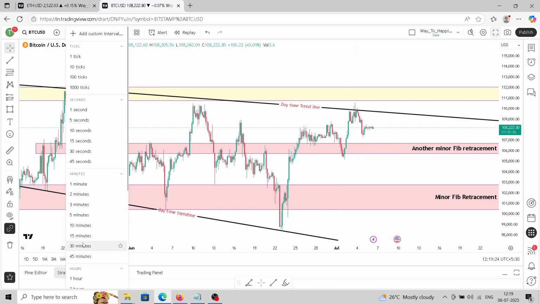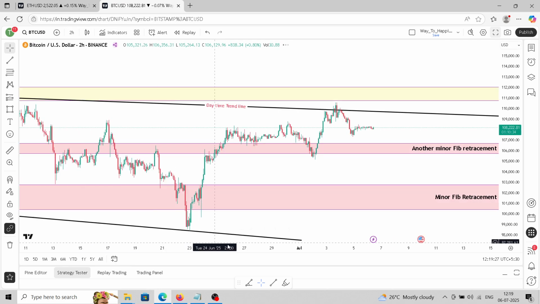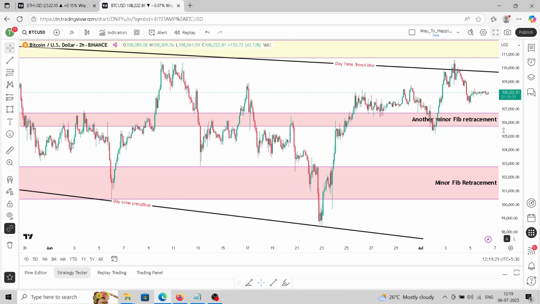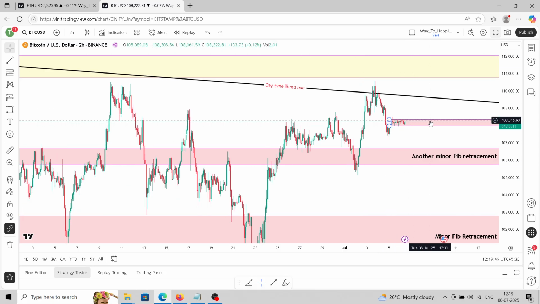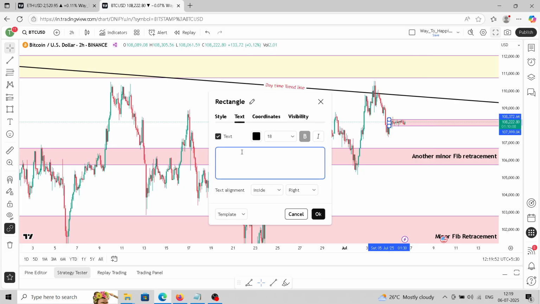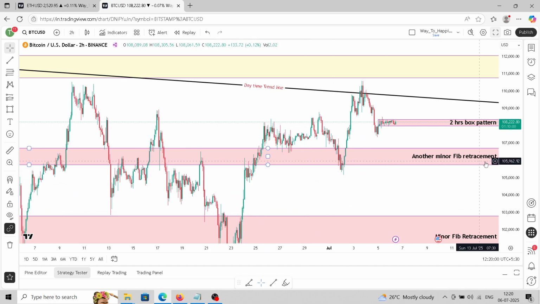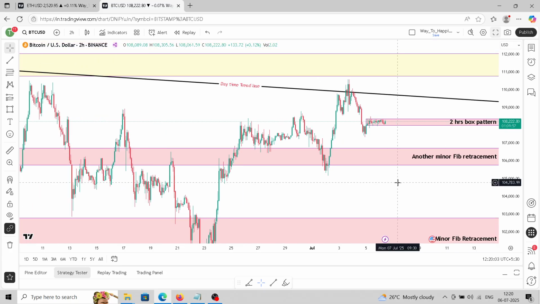Let me take it to 2 hours. On 2 hours, we are seeing that from yesterday, which is the weekend, the price is absolutely sideways. So it has created one box pattern here. We'll have to see in which direction it breaks. This is my 2 hour box pattern. It has to break somewhere. We'll see where.